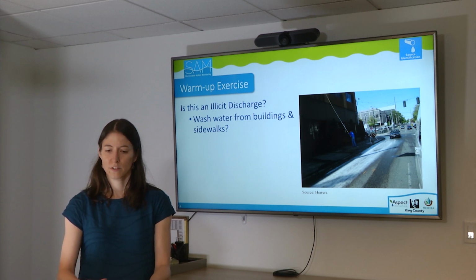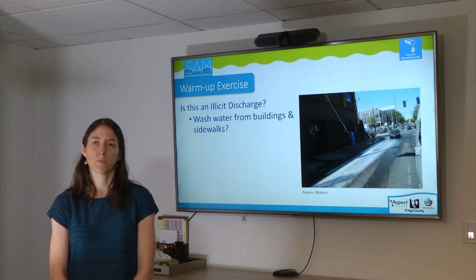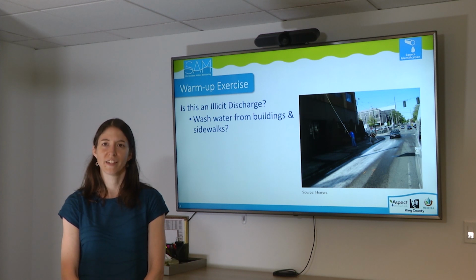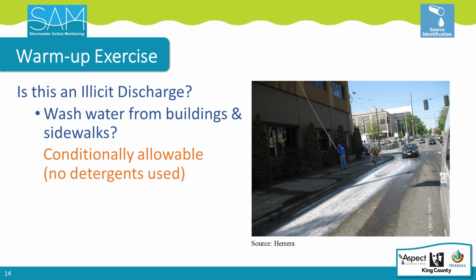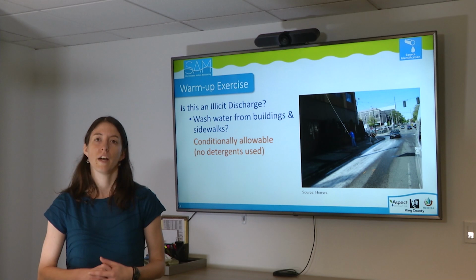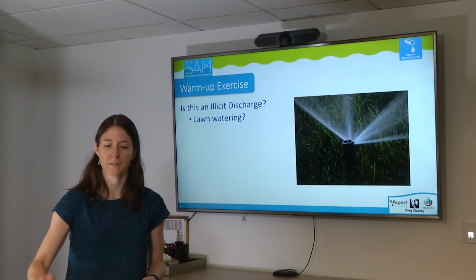And then the last, two more left. We've got wash water from buildings and sidewalks. What do you think about that? Is that considered an illicit discharge? Here you can see this person's using quite a bit of soap. You can see kind of the soap on the street here. So if you're not using soaps or detergents, it is allowable. But if you're just spraying down a building or something like that, and not using detergents or soaps, then that would be acceptable.